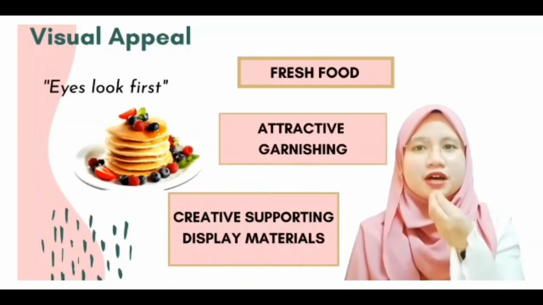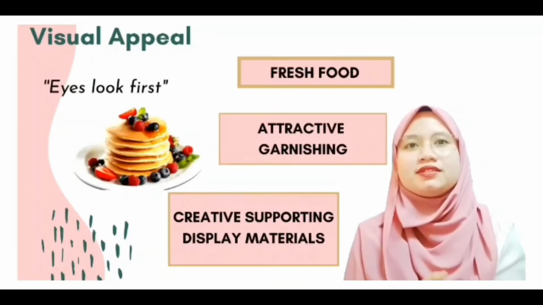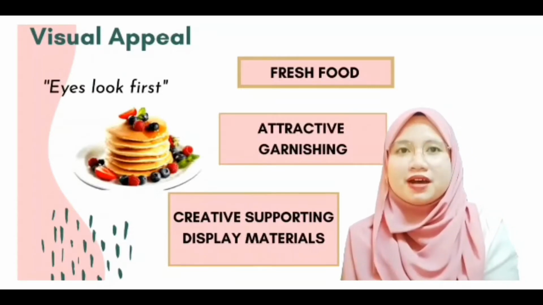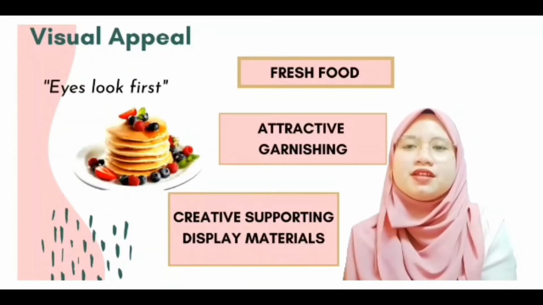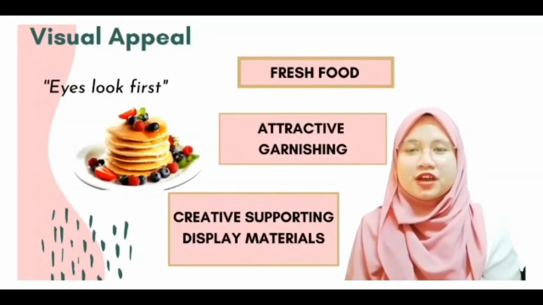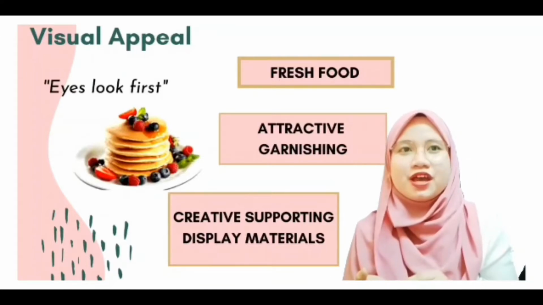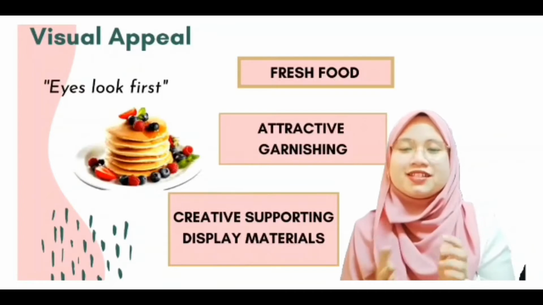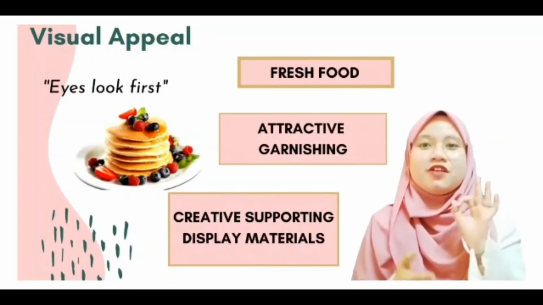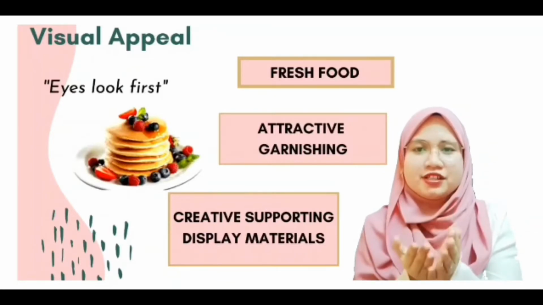Visual appeal. Believe it or not, we eat in more ways than one. Before we eat with our mouth, we eat with our eyes. Visual appeal is just as important as the tasting experience of the food. Before you even take the first bite, you have already judged the meal in front of you. Am I right? In visual appeal, we have three factors. First, fresh foods. Second, attractive garnishing. And the third, creative supporting display materials. These three factors are very important to make food attractive to customers.